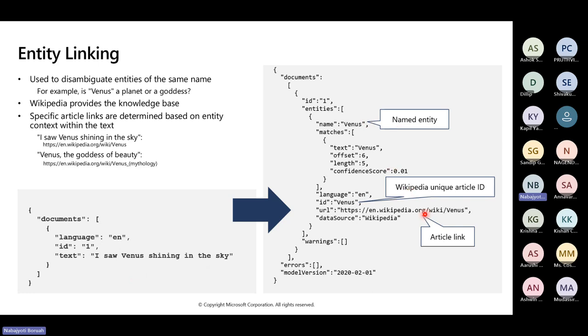But that is something that we need to go and do. So the named entity becomes Venus, with the Wikipedia unique article ID of Venus. It will take you there, and an article link is going to be produced, and you can go into the article and know more about Venus in the context of the document. Here it said Venus is mythology, and here it is just plain Venus, talking about the planet. So people can get more detailed, more elaborated information by using the cognitive service.